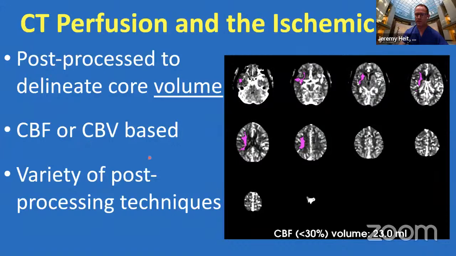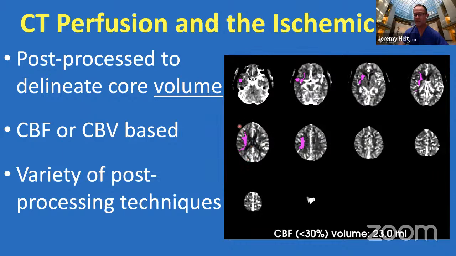So if you look here, this says CBF less than 30%. So it's 30% cerebral blood flow compared to this side of the brain, which is normal. So if you have a 70% reduction in cerebral blood flow, we think that that is the ischemic core that's not going to come back.